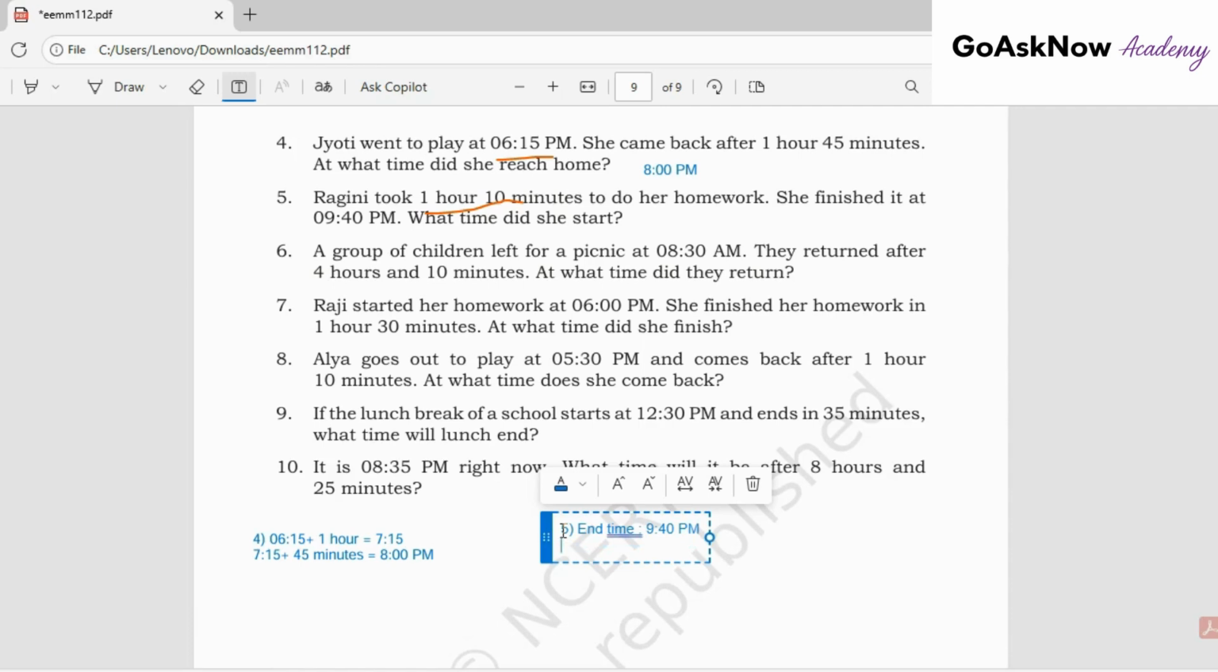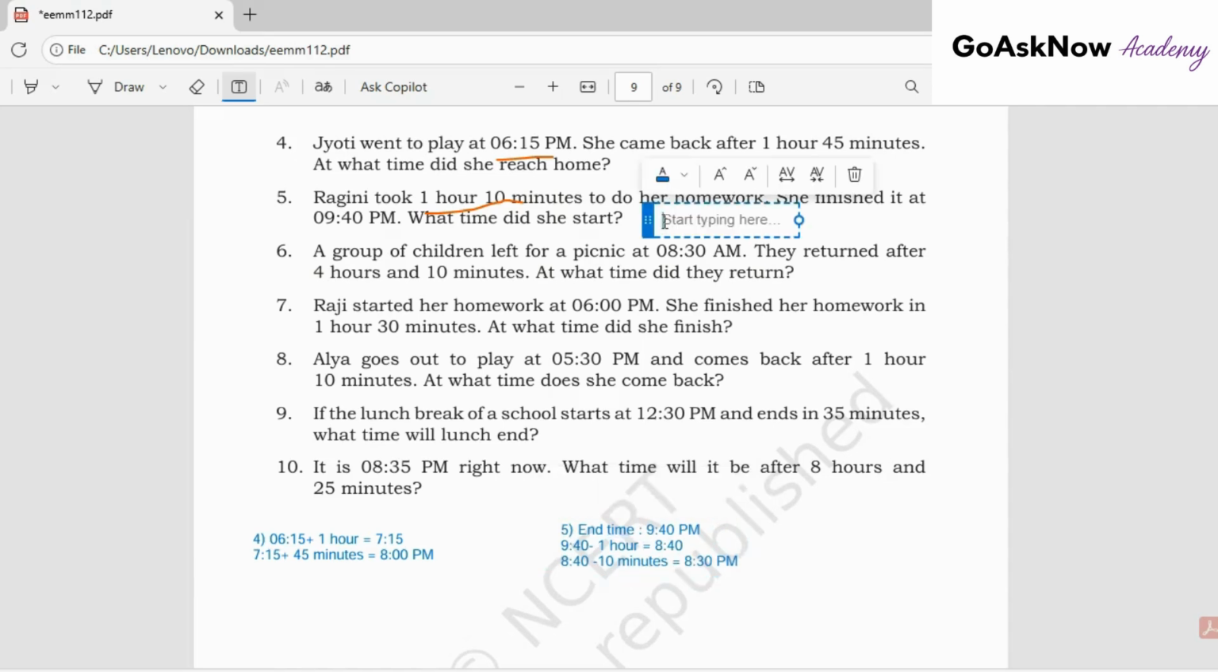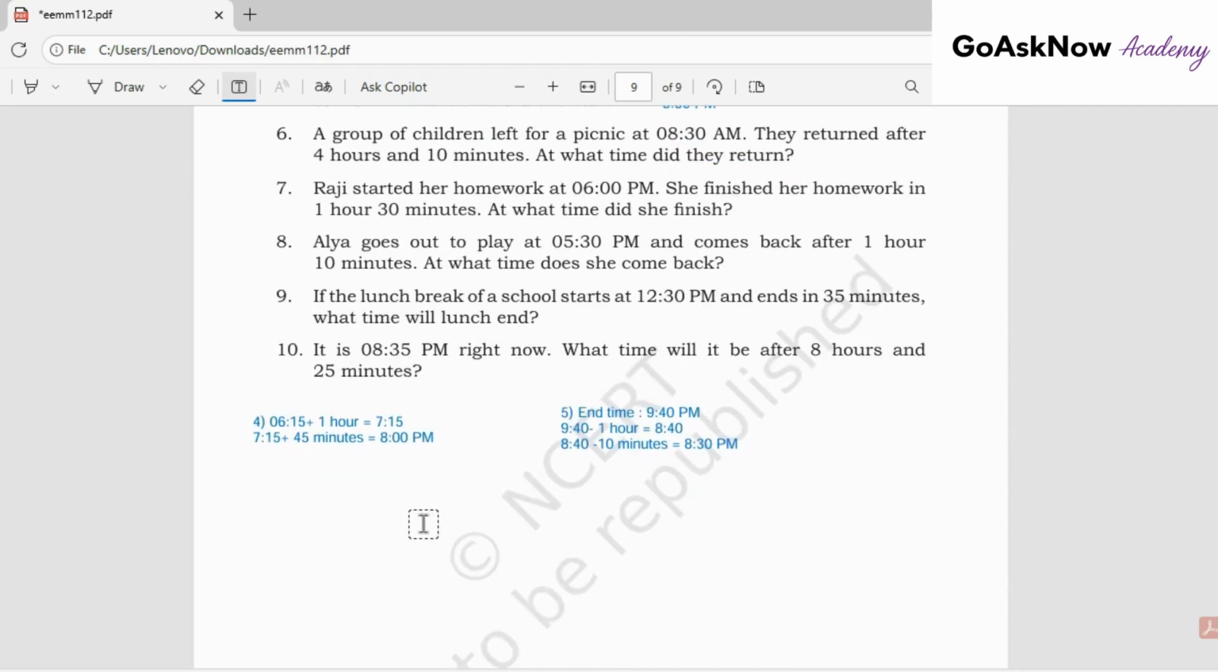First, we are subtracting the hour. 9:40 minus 1 hour is equal to 8:40. Next, from the obtained time 8:40, minus 10 minutes is equal to 8:30 p.m. The answer is, she started her homework at 8:30 p.m.